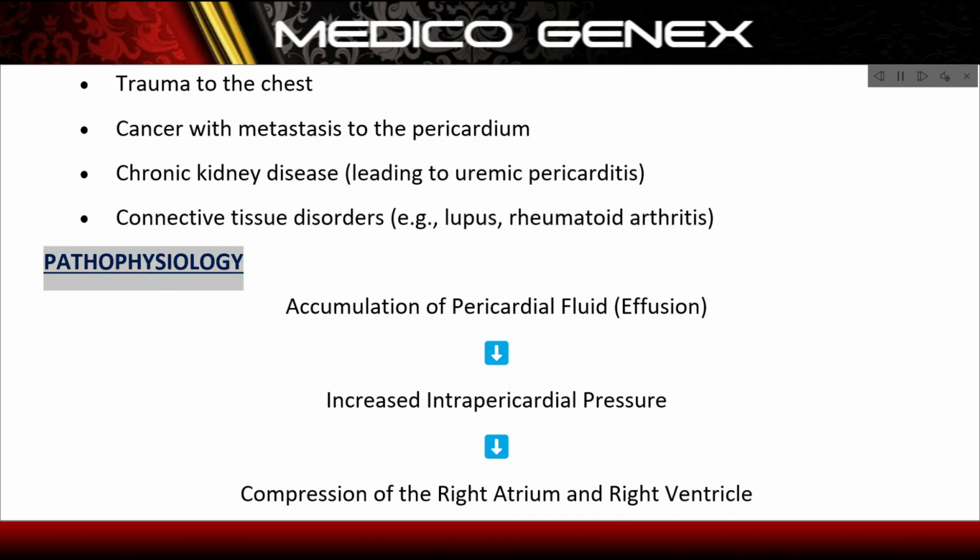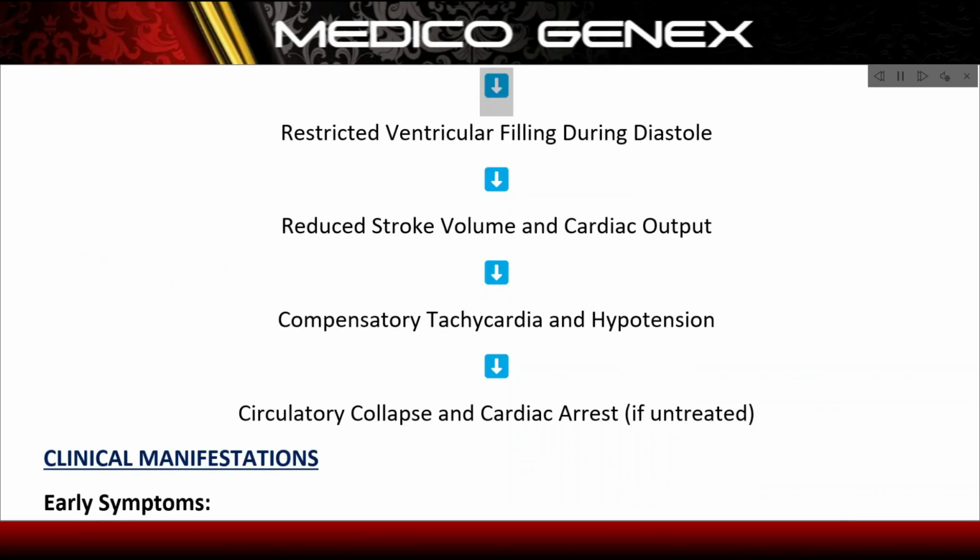Pathophysiology. Accumulation of pericardial fluid, effusion. Increased intrapericardial pressure. Compression of the right atrium and right ventricle. Restricted ventricular filling during diastole. Reduced stroke volume and cardiac output. Compensatory tachycardia and hypotension. Circulatory collapse and cardiac arrest, if untreated.